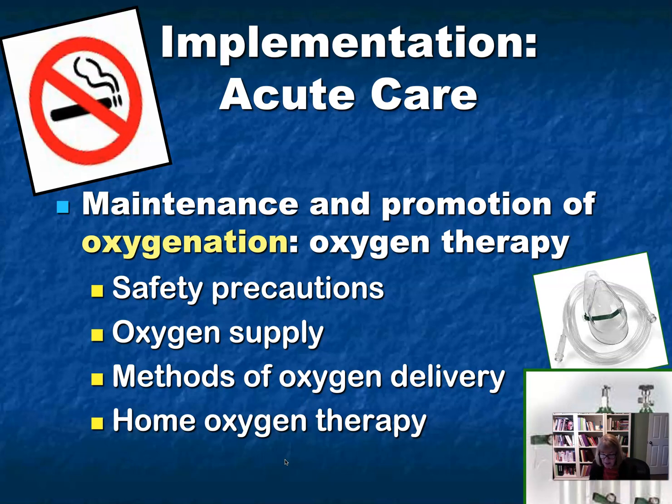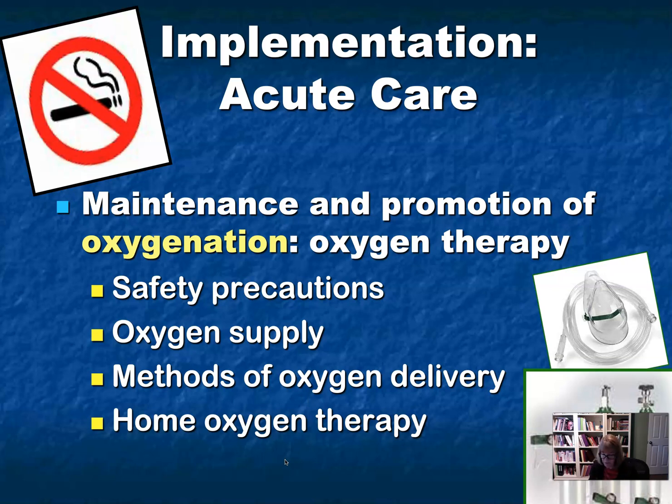The non-rebreather mask we talked about a little bit in the skills lab are masks that have valves. Well, there's a partial rebreather and a non-rebreather. The partial rebreather mask has the bag that comes down at the bottom of the face mask, and that helps be a reservoir for more oxygen. It's still considered a low flow device, and the partial rebreather mask can deliver 40% to 70% oxygen at flow rates of 6 to 10. So you can get a pretty decent concentration with that liter flow.